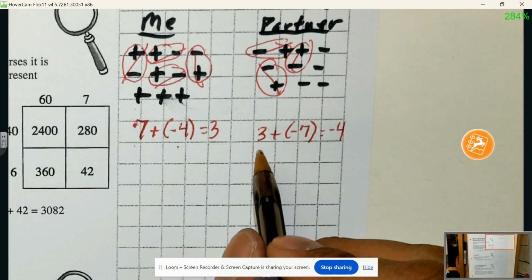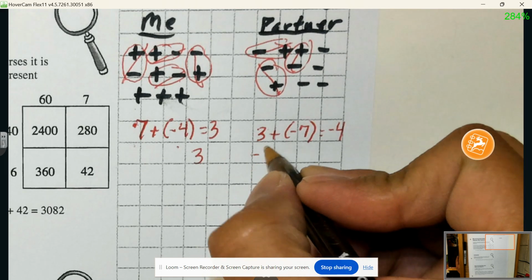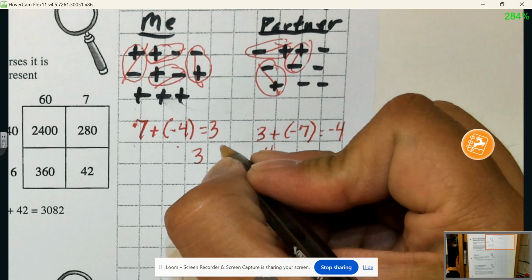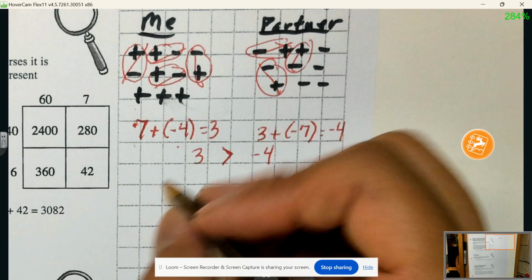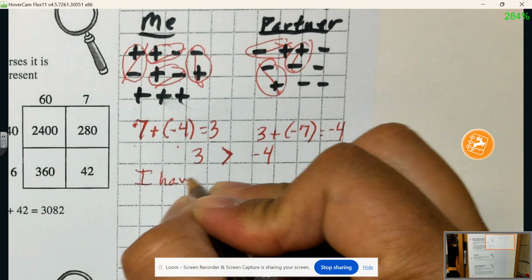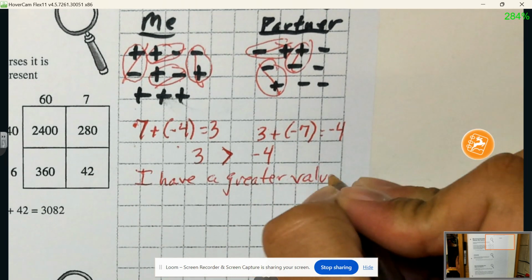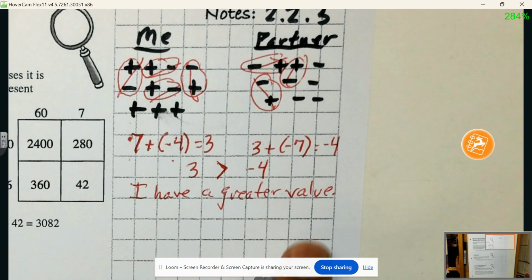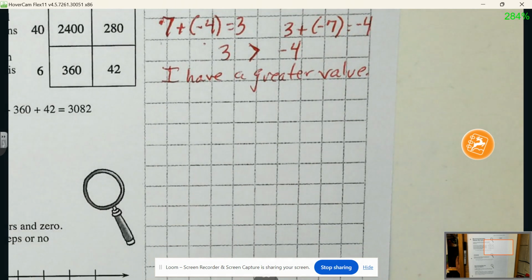So which one is larger? If I have 3 and I have negative 4, we know that 3 is greater than negative 4. Okay, so I have a greater value. So on the next concept, let's actually stay on this concept and look at another example.